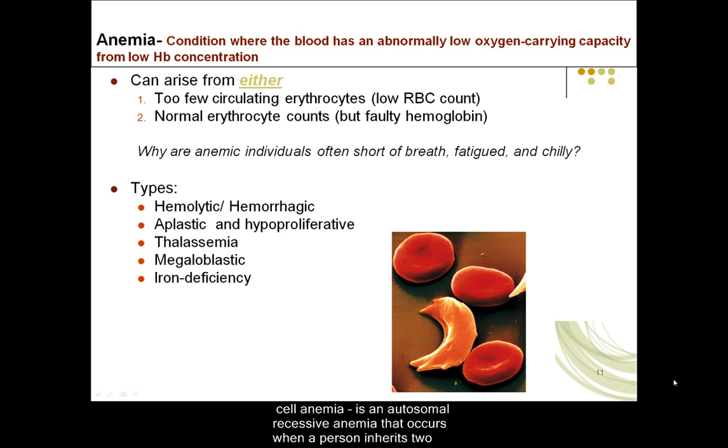Sickle cell anemia is an autosomal recessive anemia that occurs when a person inherits 2 copies of the sickle cell gene. Erythrocytes become sickle-shaped when oxygen content is low, making them unable to flow efficiently through the blood vessels to body tissues and are more prone to destruction by rupture. That's called hemolysis.